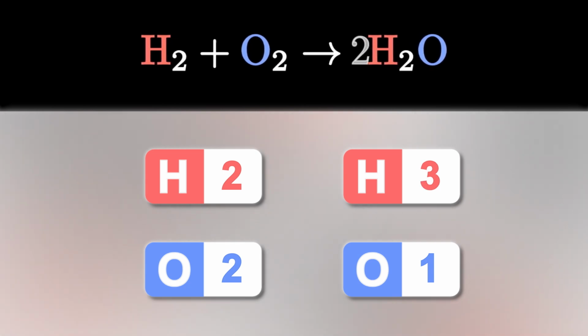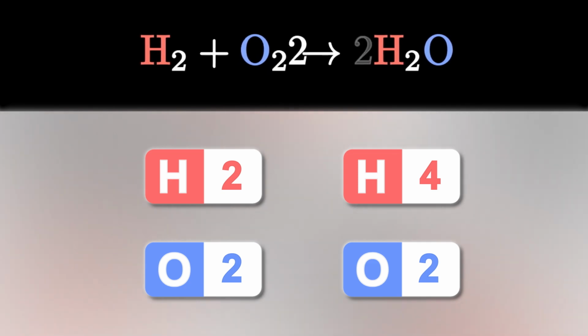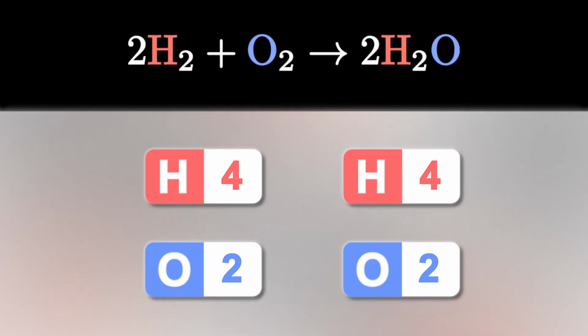For example, if we add a coefficient of 2 to water, then oxygen becomes balanced on both sides, but hydrogen is not balanced yet, so we add a coefficient of 2 to hydrogen gas on the left side. Now both oxygen and hydrogen match on both sides, so the equation is balanced.